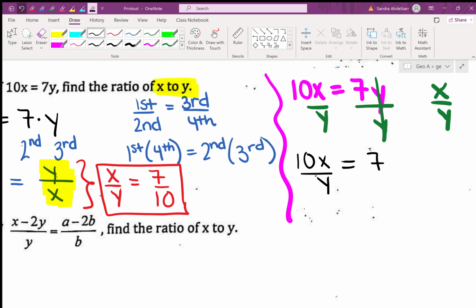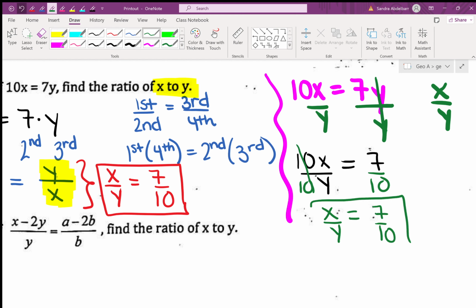Well, isn't that 10 being multiplied with the x? Just divide it. So I can just divide it, exactly. Because that 10's being multiplied with the x, I can just divide it on both sides. And when I divide it on the left side, won't it cancel? So now we have x over y equals 7 over 10. Did we get the same answer? Yes.